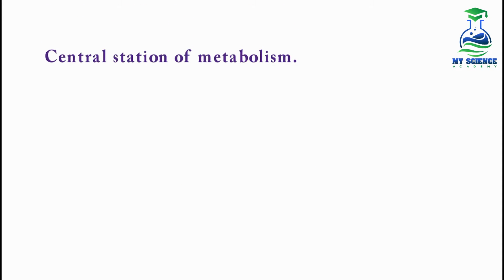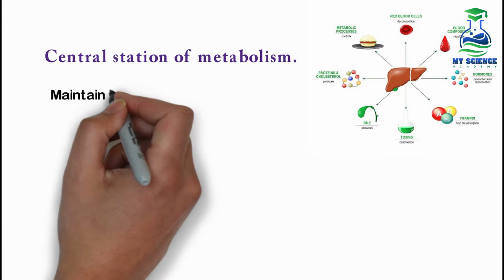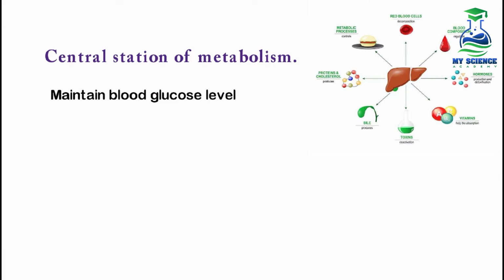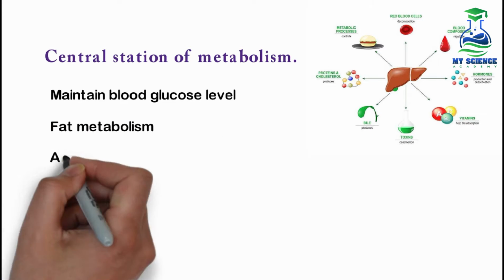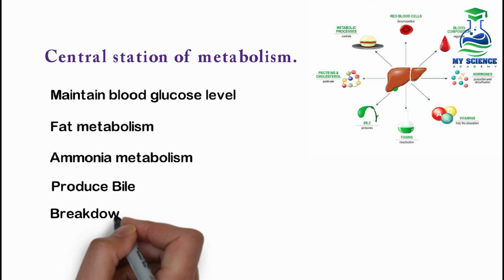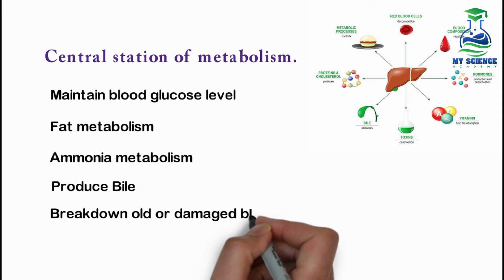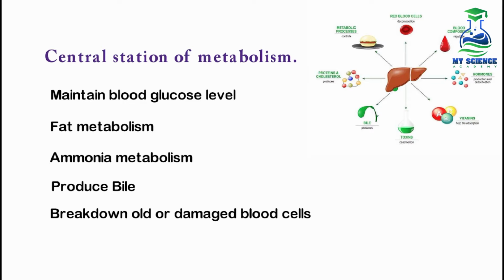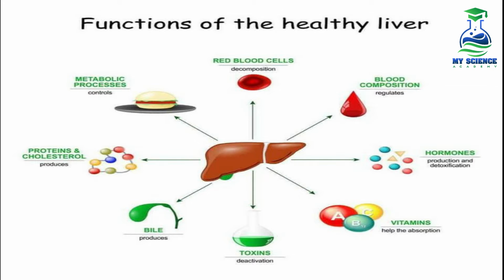It is called the central station of metabolism because of various metabolic functions like maintaining blood glucose level, fat metabolism, ammonia metabolism, producing bile, and breakdown of old or damaged blood cells. Various other functions of liver can be seen in this diagram, which we will discuss further in this topic under the heading of functions of liver.